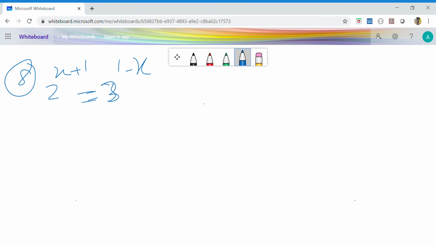Here if powers are equal, we can equate the bases, or if bases are equal, we can equate the powers. In this case, the two possibilities are not there. So we have to apply the logarithms. We can go for the logarithms. So apply log on both sides.